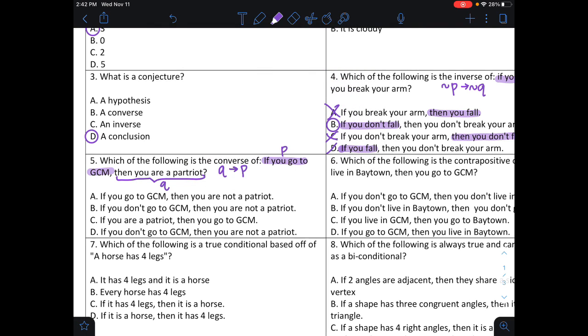So let's see what we got here. If you go to GCM, so there it is. If you don't go to GCM, there it is. I'm just highlighting all of the GCM parts. All right, so converse means you have to switch. And now the GCM part should not go first, but it should go second. The only one that has it second is C. C says if you are a Patriot, then you can go to GCM. So yep, it switched. All right, so we're good.